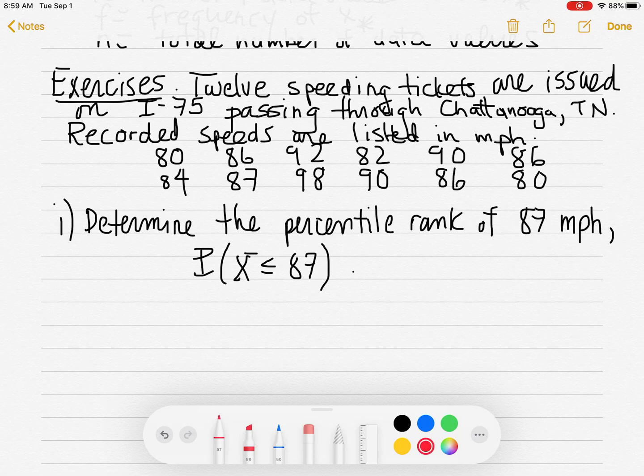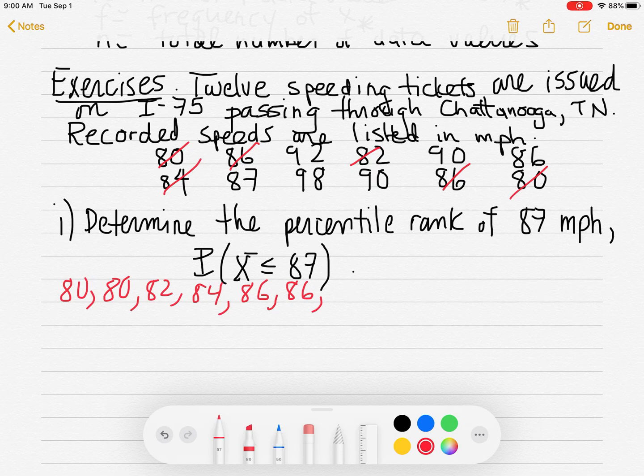Okay, so if we're doing this problem, we're going to have to put our data in order. So you want to start off with your smallest number. We have 80 as the smallest number. What else? Okay, 80 shows up again here. It's twice. So if it shows up more than once, include it. What else? We have 82, 84, 86, 86.